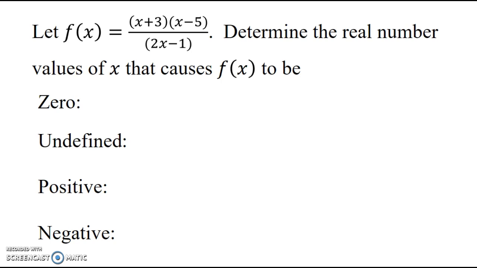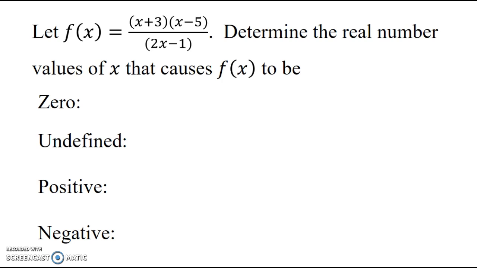We're going to look at the function. We're going to create the appropriate sign diagram. And from there, we'll be able to determine where functions are greater than or equal to particular values. So let's just start by looking at a basic rational function. We've got f of x equals (x plus 3)(x minus 5) all over 2x minus 1.